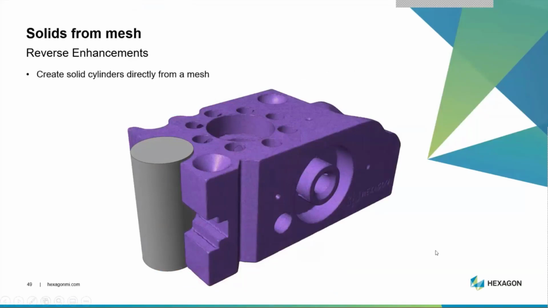And in the cylinder from mesh command, we can now automatically create solids, not just surface cylinders. So that's quicker if you're then subtracting elements from a mesh using the Boolean tools.